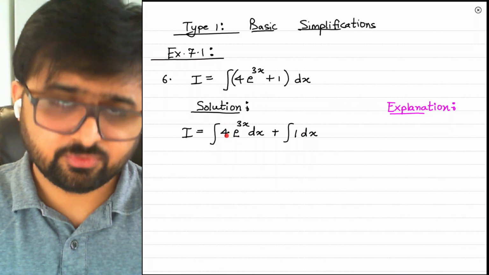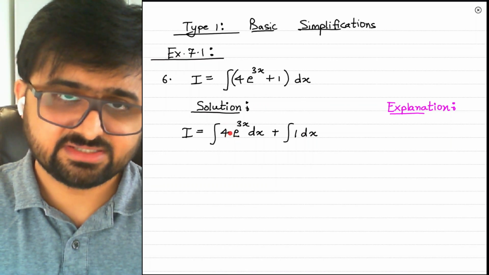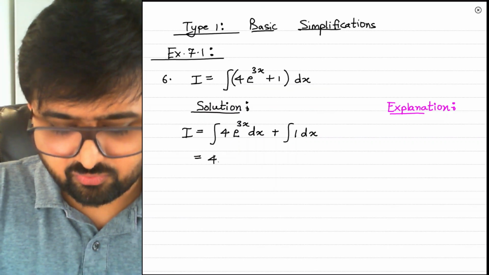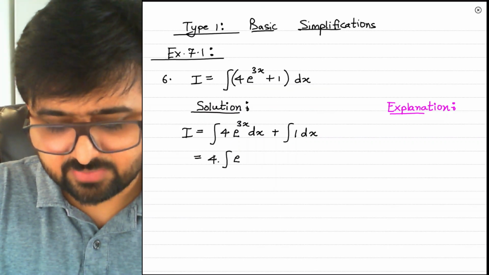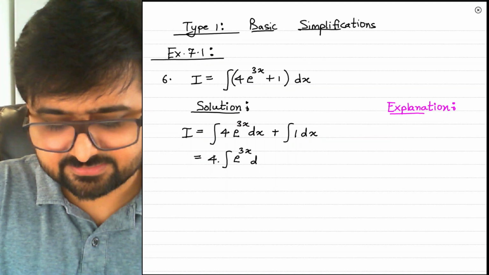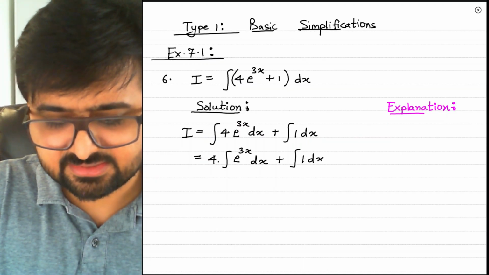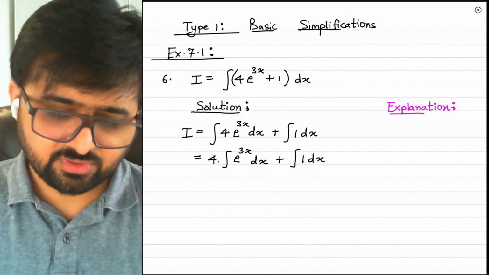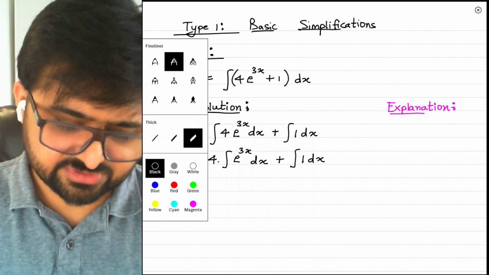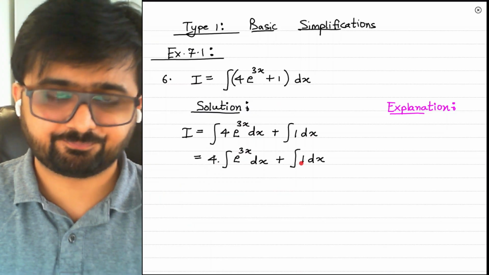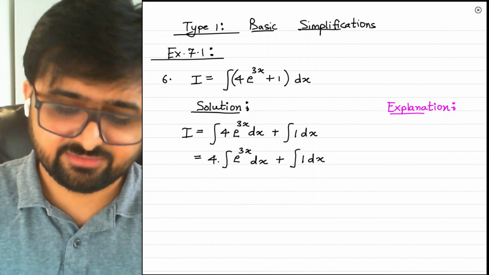Now also this 4 is in product or multiplication. You can just take the 4 out of the integral. So you get 4 integral of e to the power 3x dx plus integral of 1 dx. So basically now there are two integrals that we want to find out, which is integral of e to the power 3x and integral of 1. Okay, let's look at each of those individually.